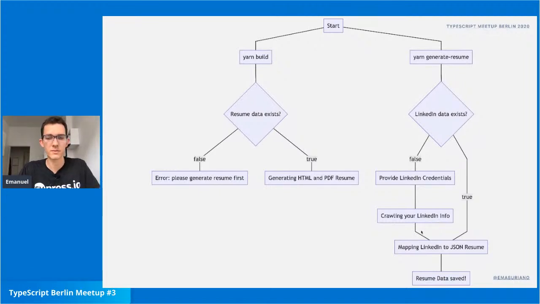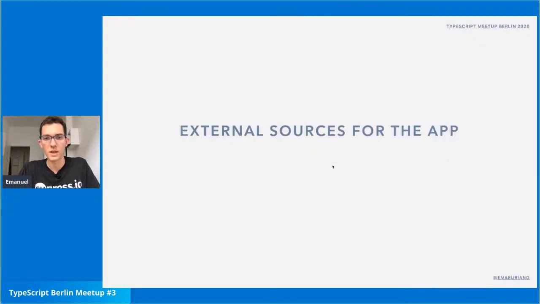And the main reason for that is because the crawler can take some time. Also, sometimes maybe you want to tweak your LinkedIn information a little bit, and it's handy to have a file there. After that, we're going to map between the LinkedIn structure and the JSON resume structure, and then we're going to save it. So after saving it, you can go to build, and then you will be able to generate your resume.